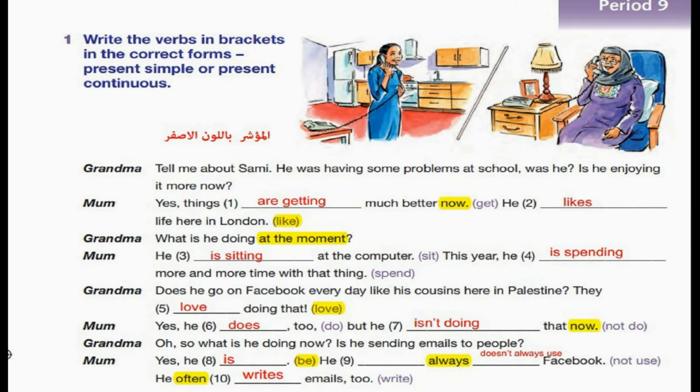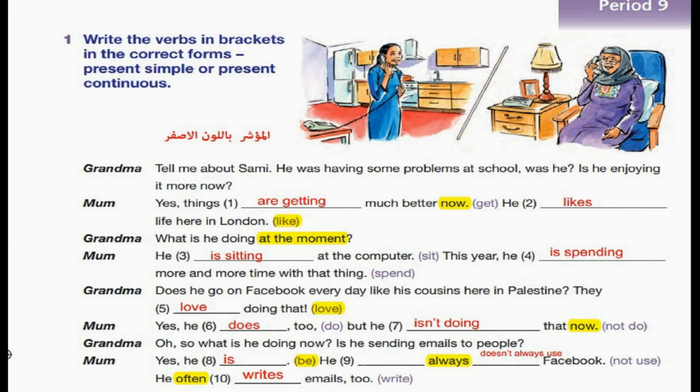One, write the verbs in brackets in the correct forms, present simple or present continuous. Grandma: Tell me about Sammy. He was having some problems at school, was he? Is he enjoying it more now? Mum: Yes, things are getting much better now. He liked life here in London. Grandma: What is he doing at the moment? Mum: He is sitting at the computer. This year, he's spending more and more time with that thing.